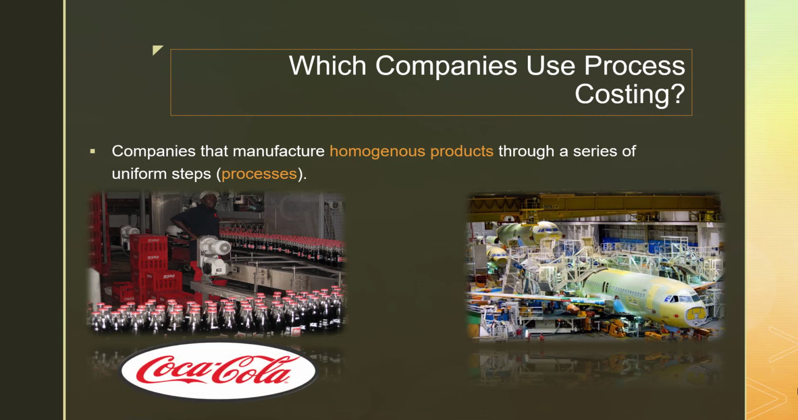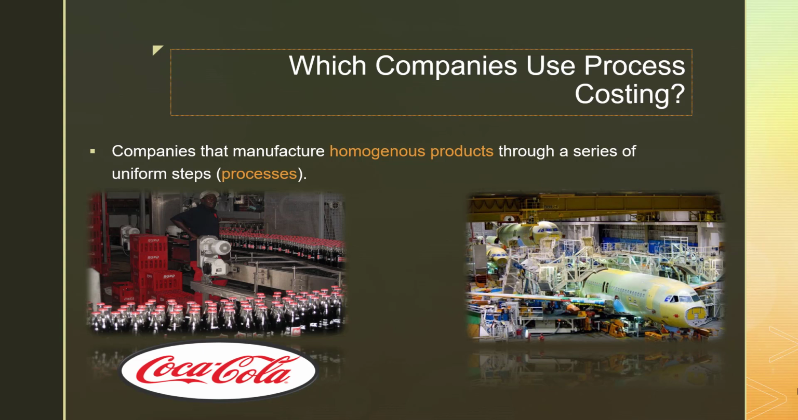The first company I have here is Coca-Cola. Coca-Cola does not complete one bottle at a time. It doesn't even complete one case of soda at a time and then package it and sell it to somebody. They mass produce millions upon millions of bottles at any one given time, through a series of steps, which I'll get to on the next slide, but they would definitely use process costing.